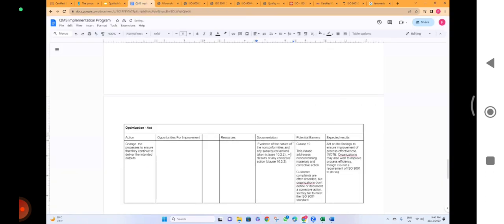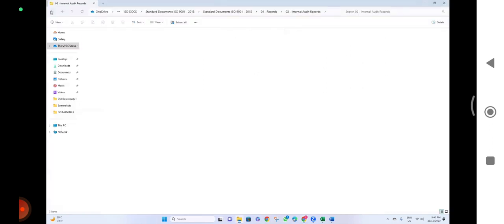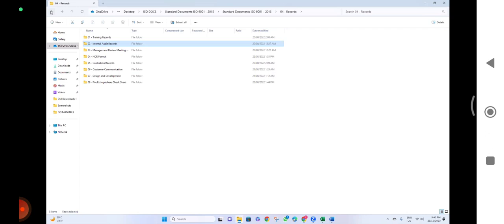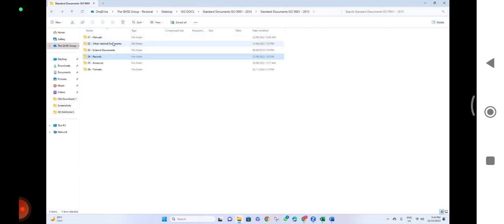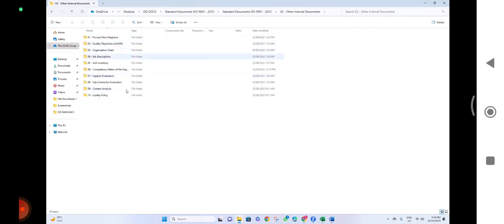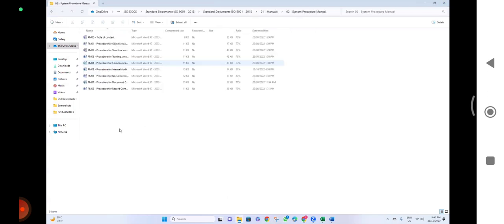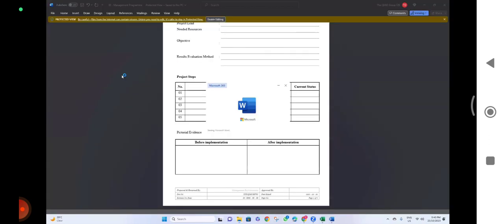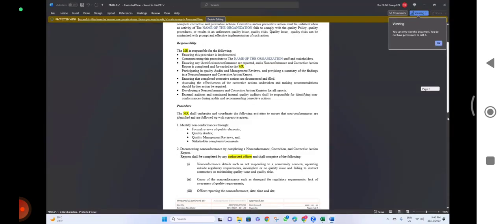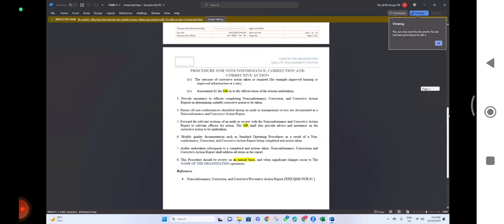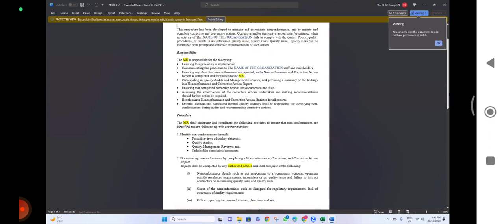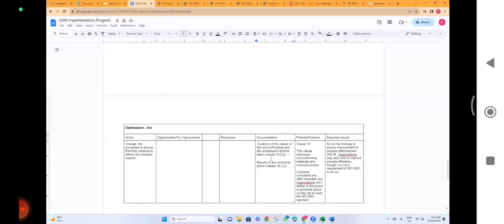So this documentation for corrective actions, if you come over here, when you get your toolkit, you can come to internal documents, and then you can go to this section right here, system procedures, procedure for non-conformities, and so on. So this is what the documents are going to look like, okay? Remember, documented information, the purpose of this document is basically to help you to communicate what is required, so that you can complete this step. So those are the documents.